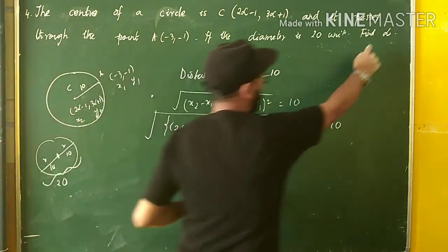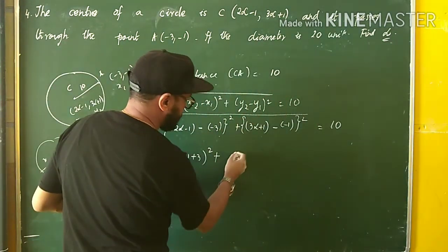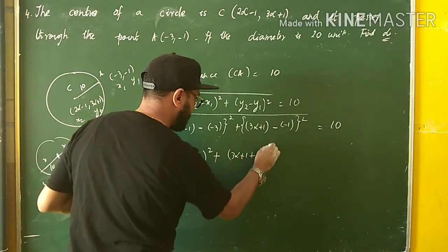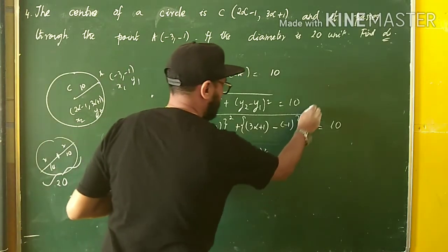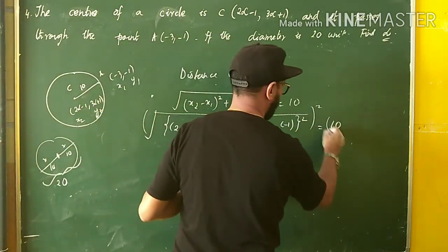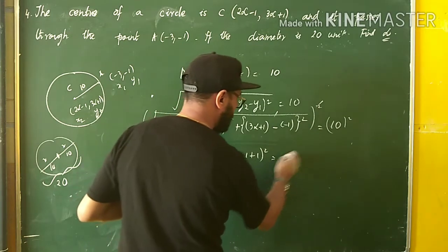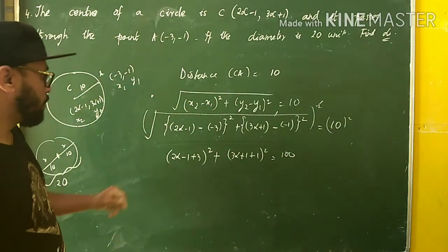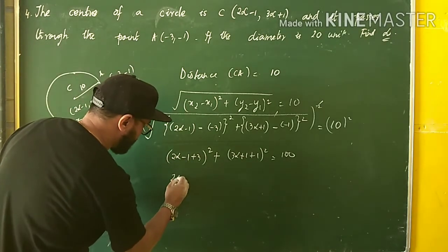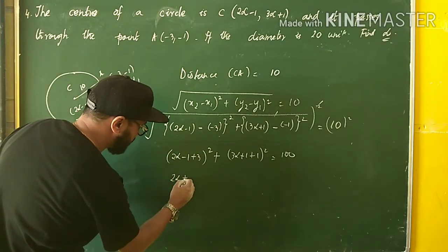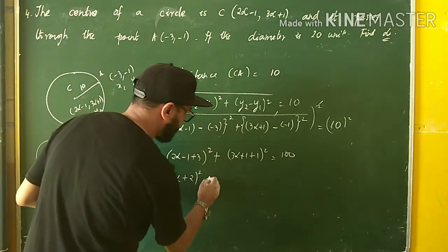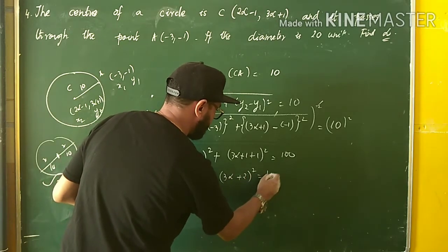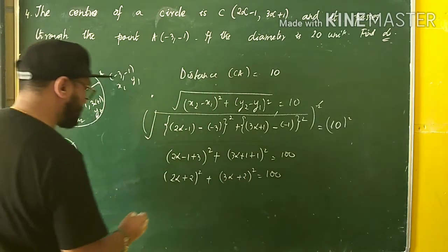Now what are we finding? We are finding the value of alpha. So this is 3 alpha plus 1, minus into minus is plus 1. Now let's get rid of this square here. Taking square on both sides. So this square root and square will get cancelled, and here we will get 100. Now here we have to open the bracket. But first let's do the calculation inside the bracket. 2 alpha plus 2 whole square plus 3 alpha plus 2 whole square is equal to 100.